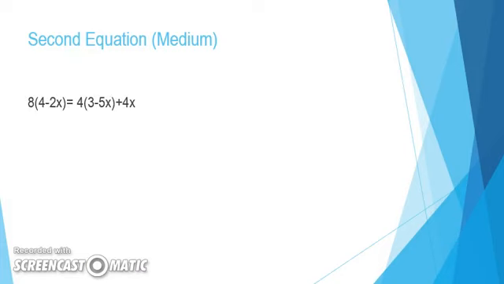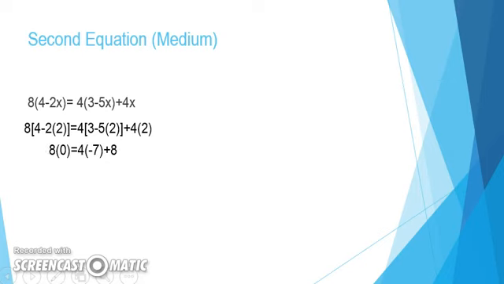8 times (4 minus 2x) equals 4 times (3 minus 5x) plus 4x. You must... x equals 2, so you have to plug in for x. Then you have to do distributive property. Once you do that, 0 equals negative 20, which is not true, so there is no solution to this problem.